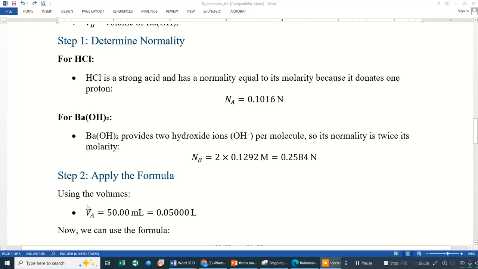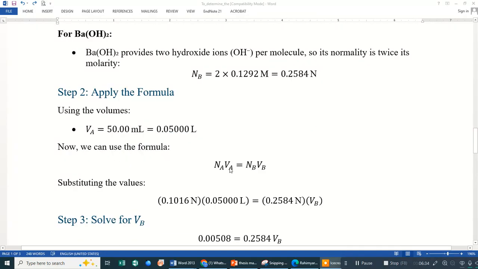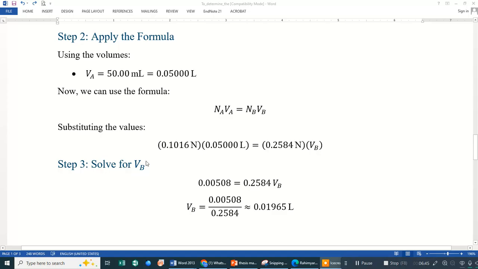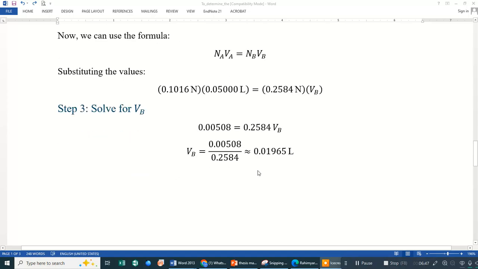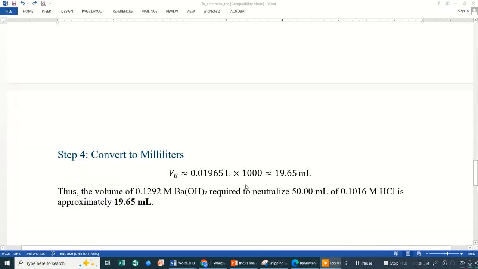Next, the volume of acid is 50 ml. We change it into liters, and we use the formula NaVa is equal to NbVb. We put in all the values, and we can find Vb, the volume of the base. The answer is the same as we calculated in solution number 1. There is no difference between solution number 1 and solution number 2 with respect to volume.